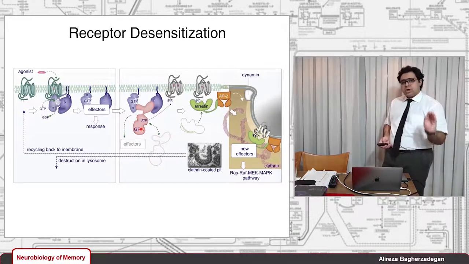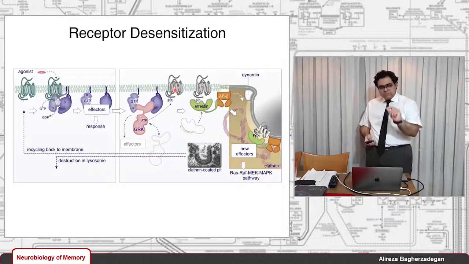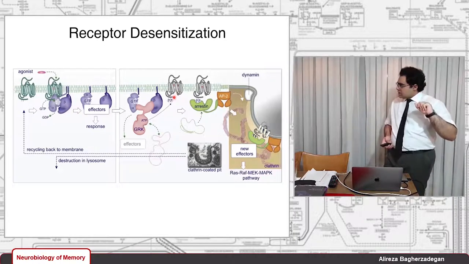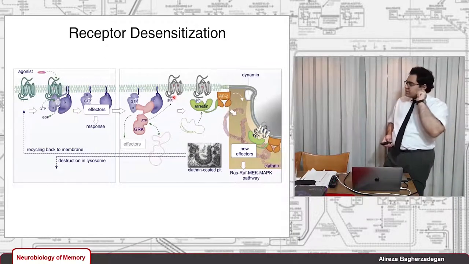So we have a G-protein coupled receptor kinase enzyme. It phosphorylates a receptor, and this is how phosphorylation of a receptor causes that receptor to become inactive, causes the deactivation of the receptor.